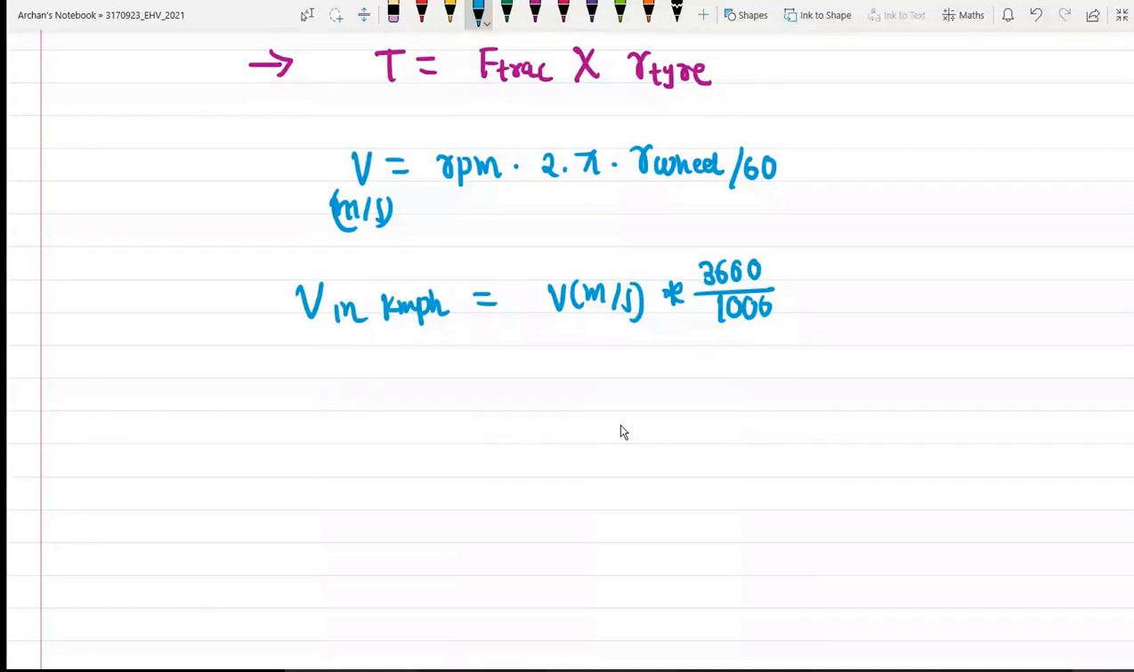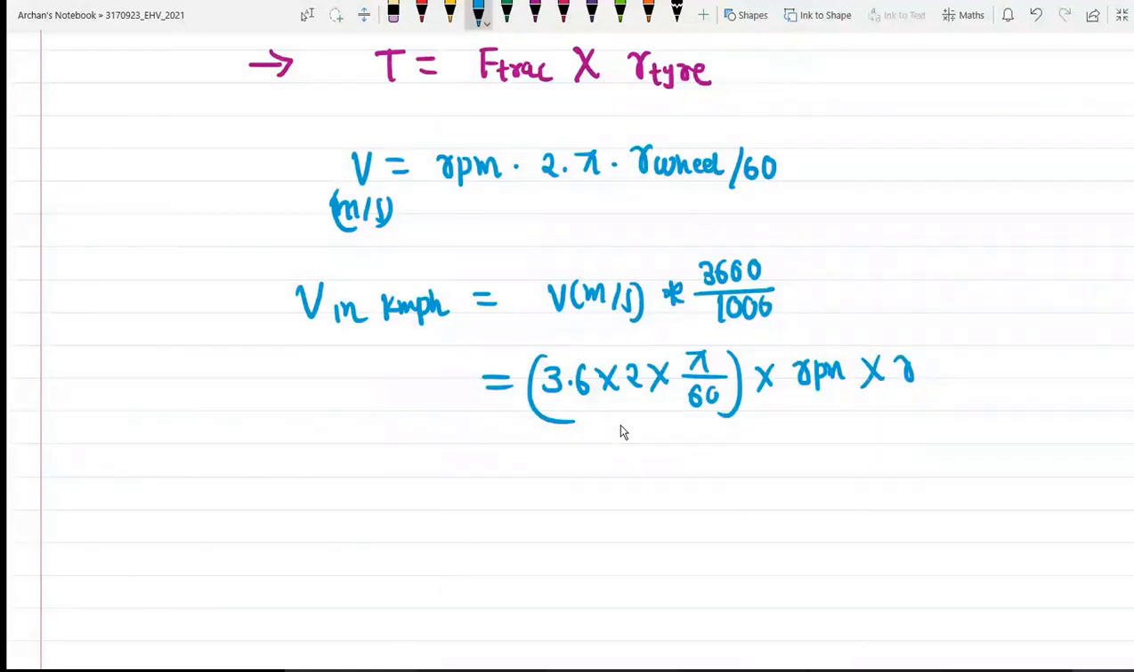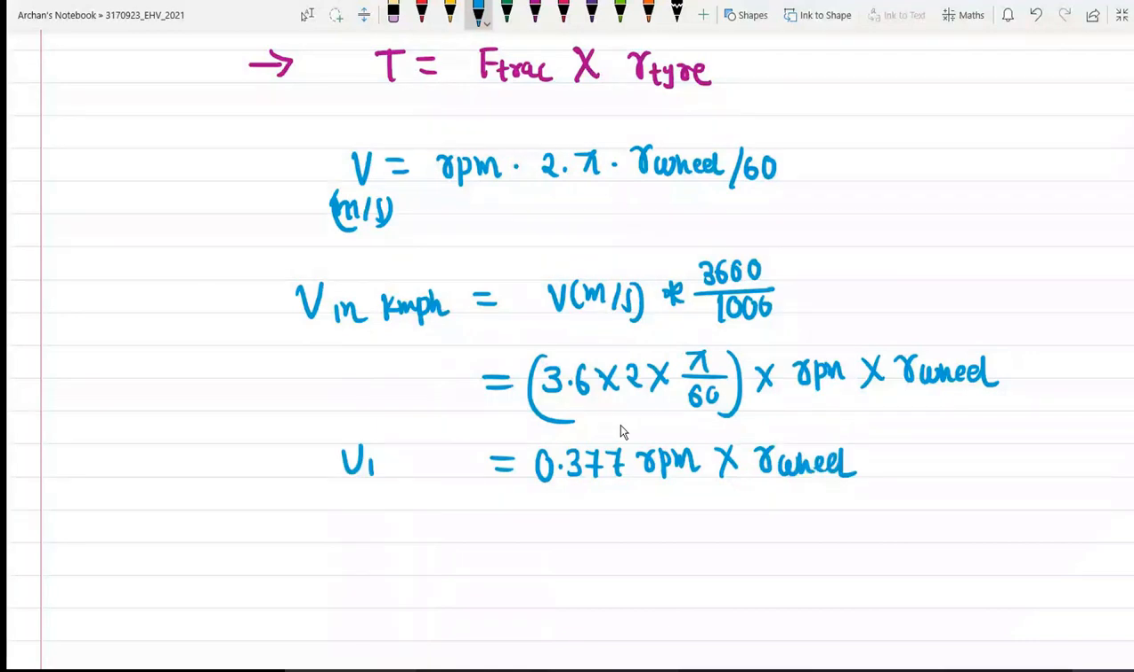Or we have one more equation: 3.6 into 2 into pi by 60 into speed in revolutions per minute and r wheel. Ultimately it will give you 0.377 rpm into r wheel. This is my v in kilometer per hour. So the conversion between kilometer per hour and meter per second will be required in order to analyze the performance of electric vehicles as well as hybrid electric vehicles.